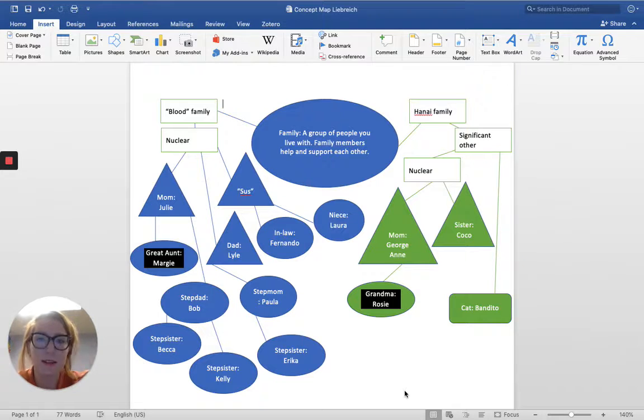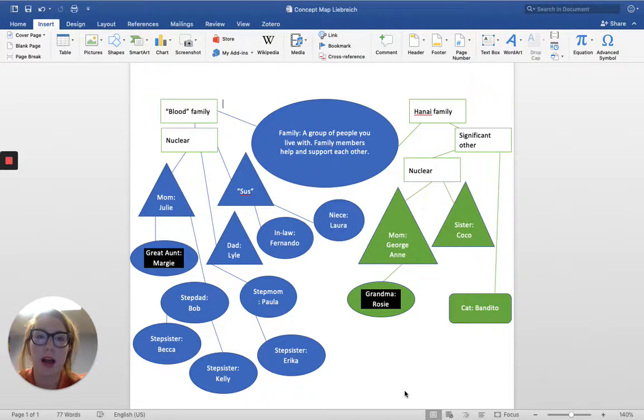So I defined family in my own words as a group of people you live with. Family members help and support each other. You will probably want to elaborate a little bit using definitions from some of the readings we've had so far this semester, but be sure to also include at least one short, maybe one or two sentence definition in your own words based on how you've understood family growing up.